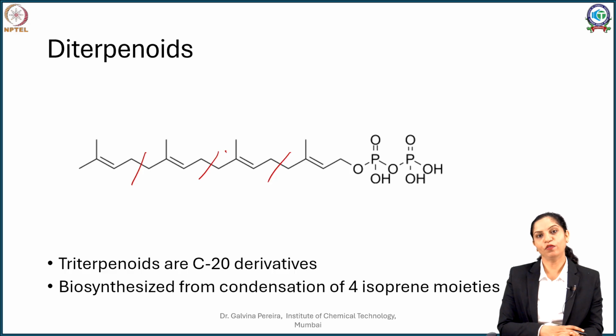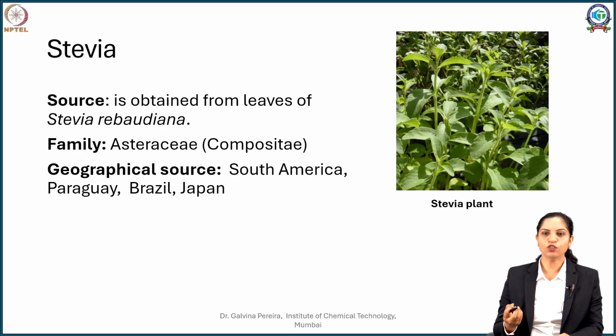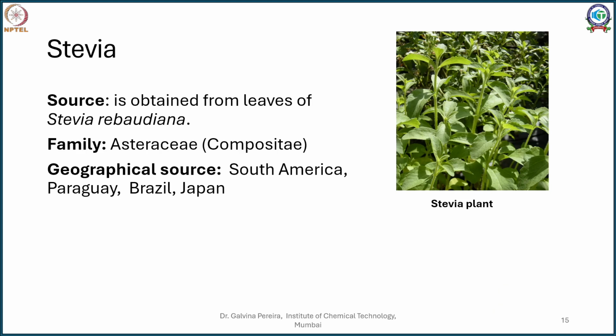A good example of a diterpene glycoside is a sugar substitute called stevia. Now stevia is obtained from the leaves of a plant which belongs to the Asteraceae family, and that's Stevia rebaudiana. There are numerous species in that, but Stevia rebaudiana is thought to be the sweetest variety. Stevia cultivation happens in South America, Paraguay, Brazil, Japan. Also it started in India, and we have our own stevioside producing factories now in India.